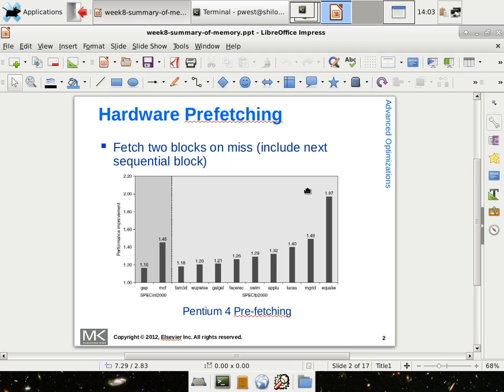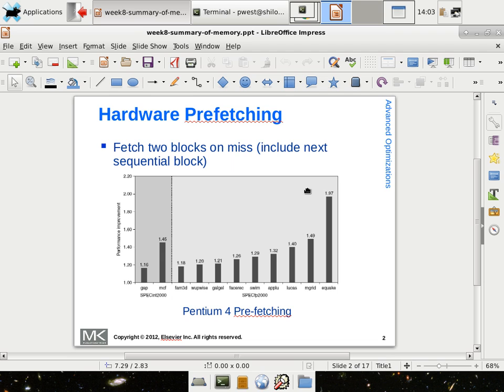Well, anyways, hardware prefetching. This is done by the hardware, and what they do is, literally, when you fetch some item in a block, you now fetch the next block, or actually the next cache line, as well. And with the Pentium 4, you all remember that processor, right? That specific one. By implementing this hardware prefetching, they actually got a pretty significant improvement.